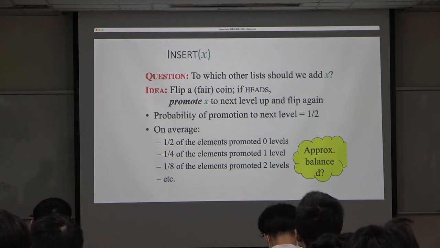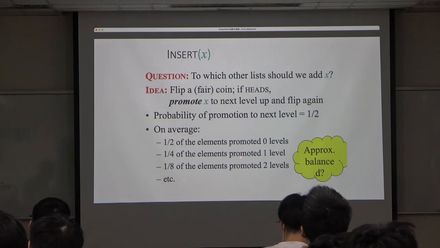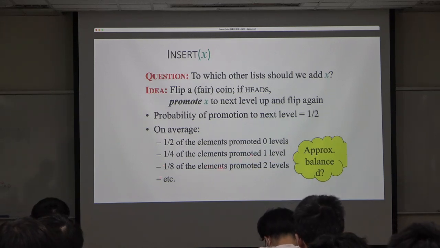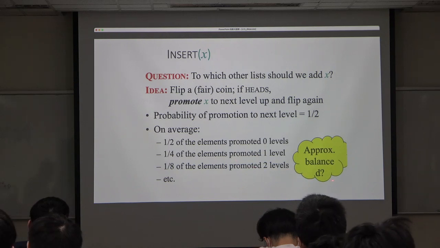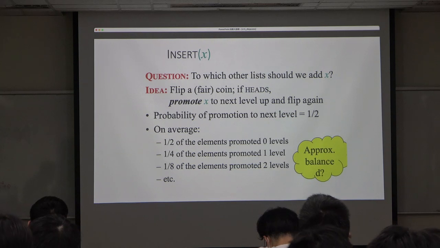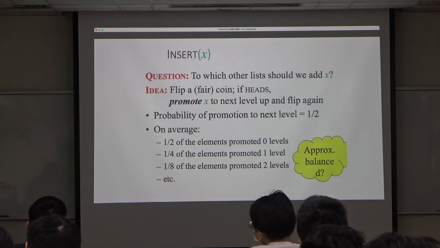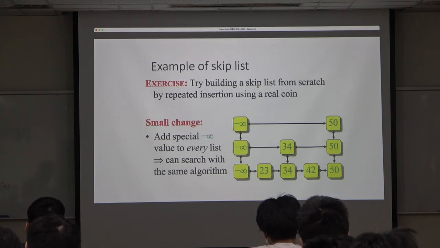And 1/4 of the elements will be promoted to level 1. 1/8 of the elements will be promoted to level 2, and so on. So this is exactly what we are looking for, right? And this is approximately balanced. It's not exactly, because there is some randomness associated with that, but it is roughly balanced. So you can try to build a skip list from scratch by repeated insertion using a real coin.